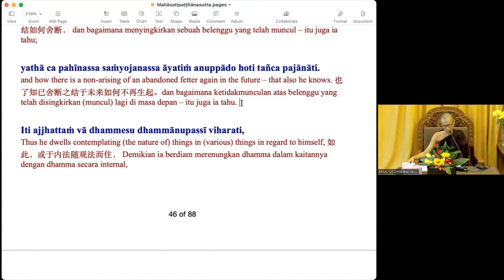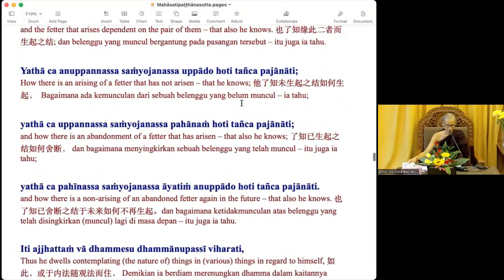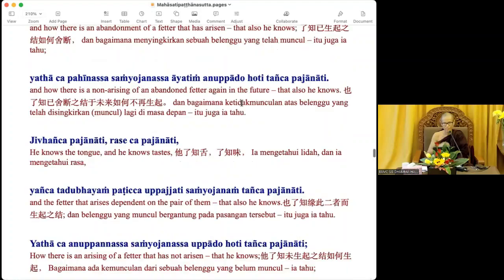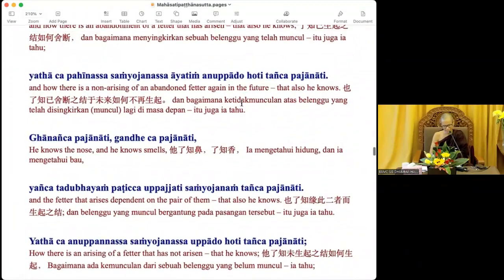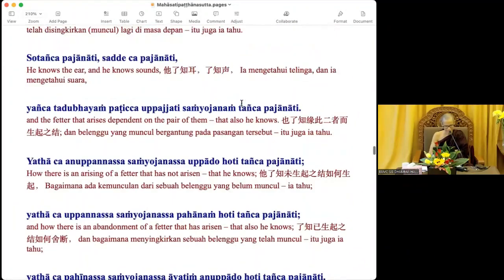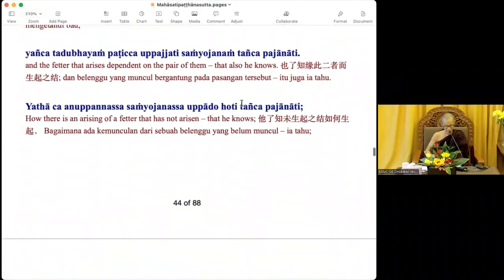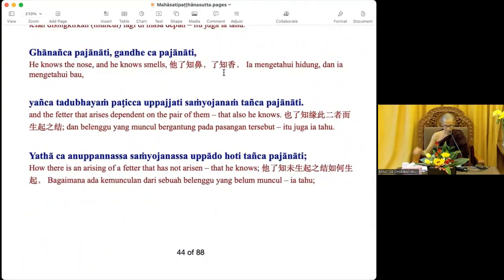After that, practice. In the same way it will go. Sotan pajanati, sadde pajanati. The same way, when you listen, you need to practice. This is ayatana practice. Ghanan pajanati, gandhe pajanati, etc. It is about the smelling.